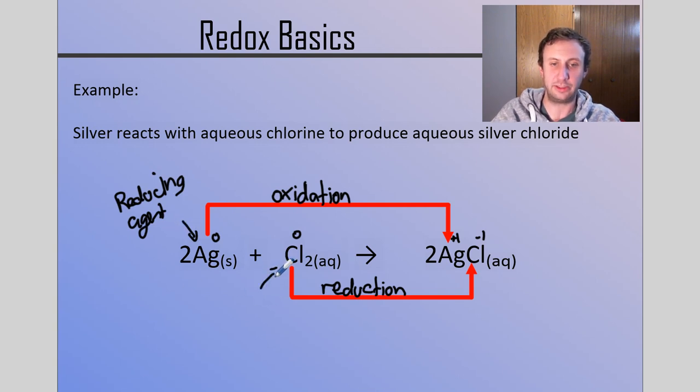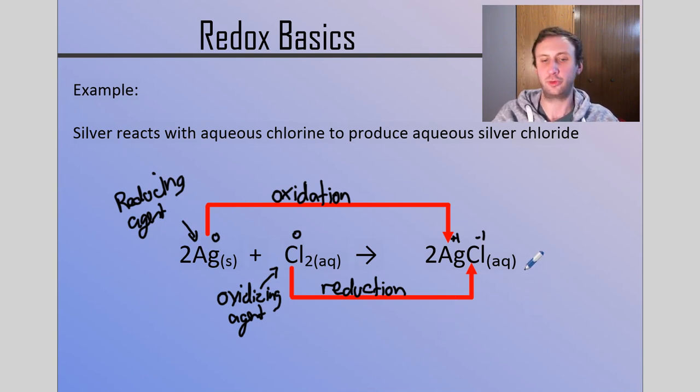Well, chlorine is the oxidizing agent. So chlorine was reduced, right? And by doing that, it was the agent for silver's oxidation. So chlorine is the oxidizing agent, silver is the reducing agent. Silver went through oxidation and chlorine went through reduction. When we're talking about agents, we're normally talking about reactants. So we're labeling the reactants as either the oxidizing agent or the reducing agent.